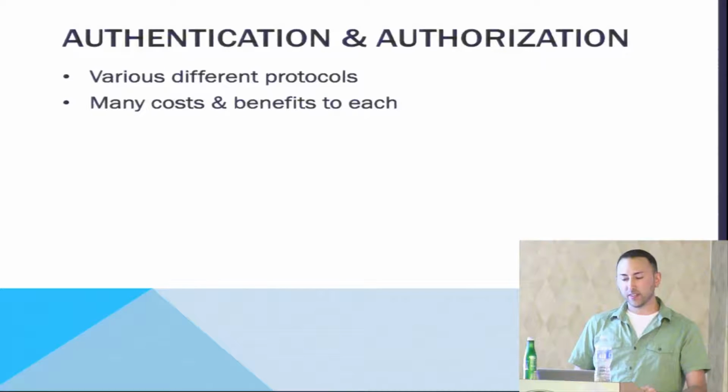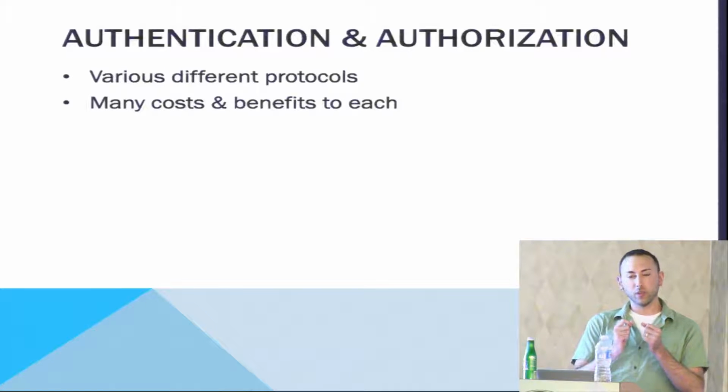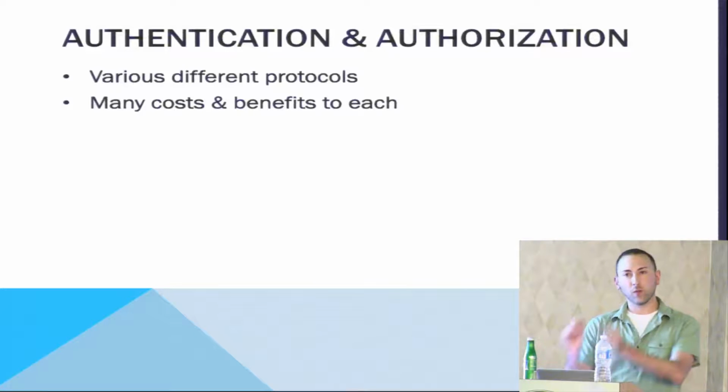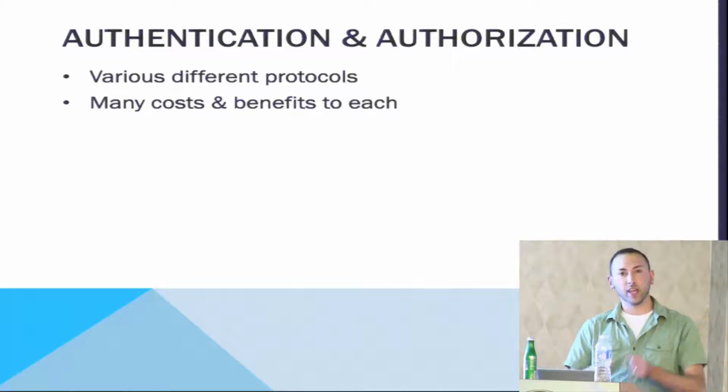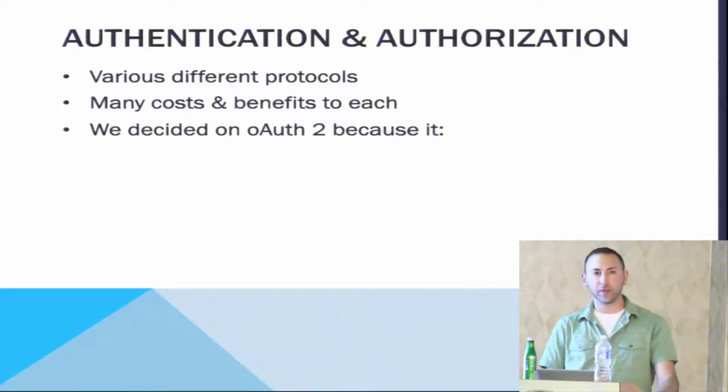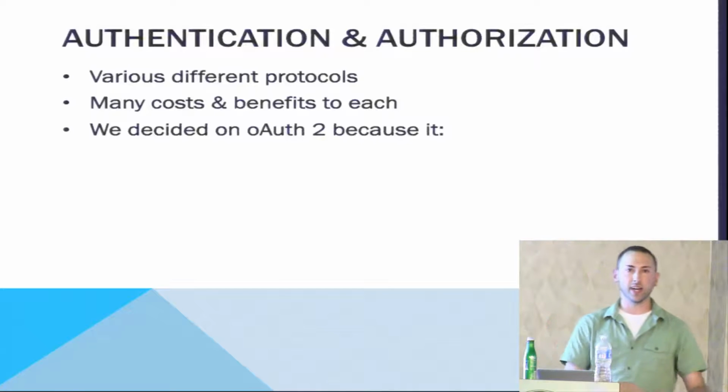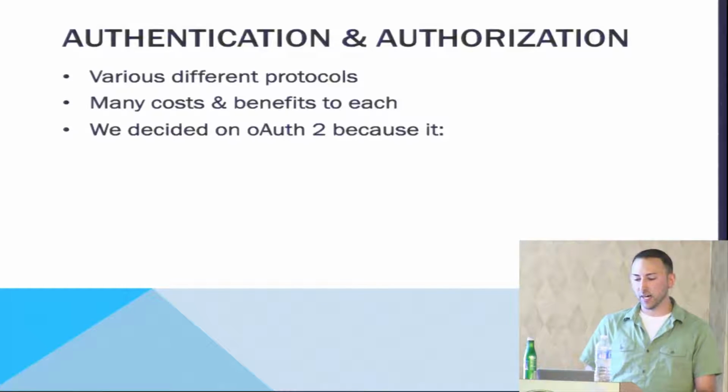So what we found is that there are a lot of costs and benefits to each protocol, and you could kind of drive yourself mad trying to pick one. At a certain point, you just need to ask yourself what your unique business requirements are and who your users are and what your security constraints are, and pick the one that makes the most sense for your service. So what we went with, and I'm not going to get into that because it could be an entirely separate talk, but we decided to go with OAuth 2.